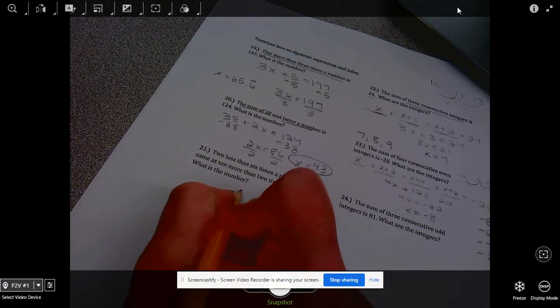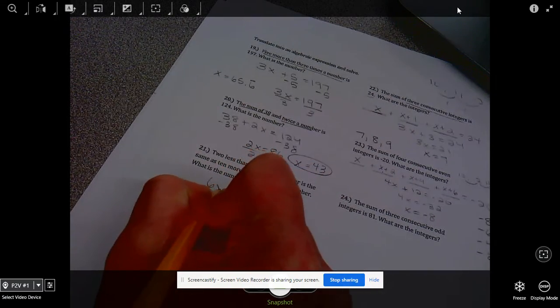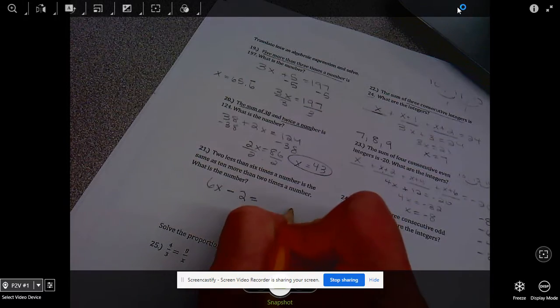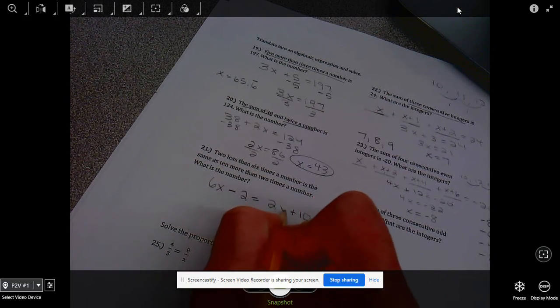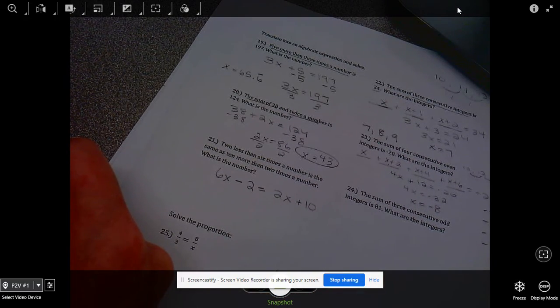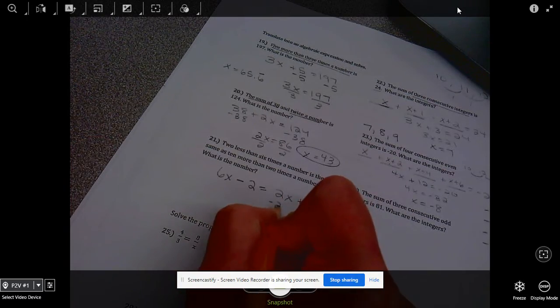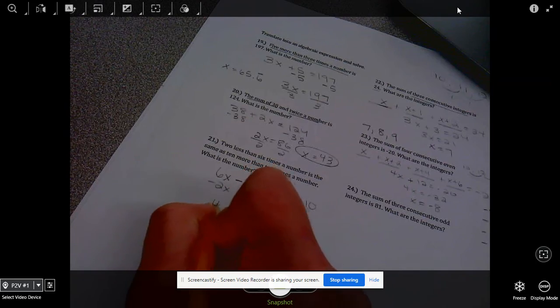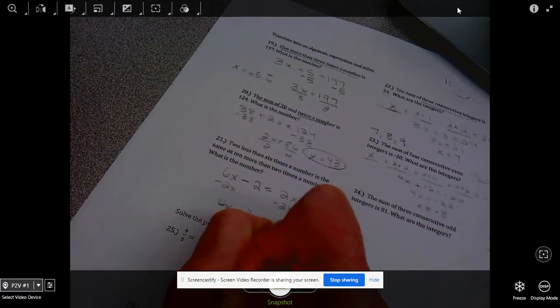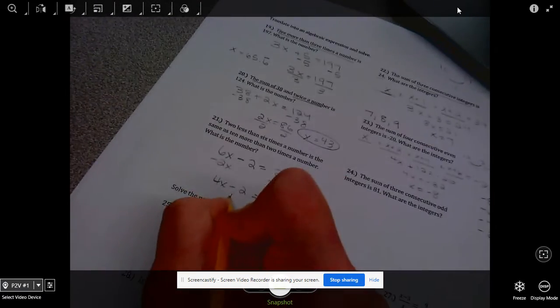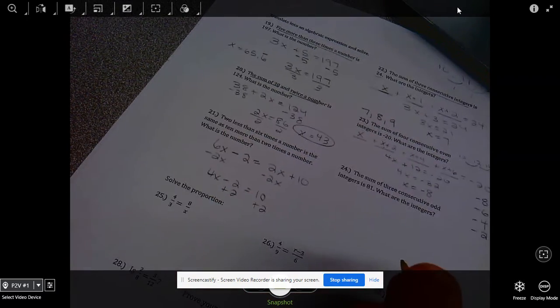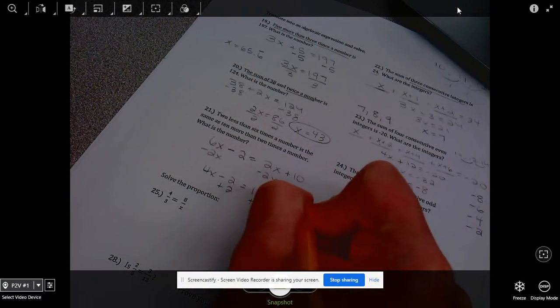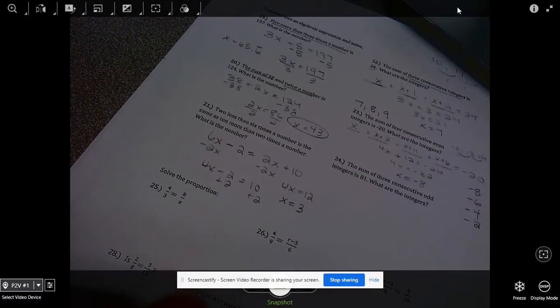21. 2 less than 6 times a number is the same as 10 more than 2 times a number. What is that number? Subtract 2x from both sides. 4x minus 2 equals 10. Add 2 to both sides. 4x equals 12. X equals 3. That's it.